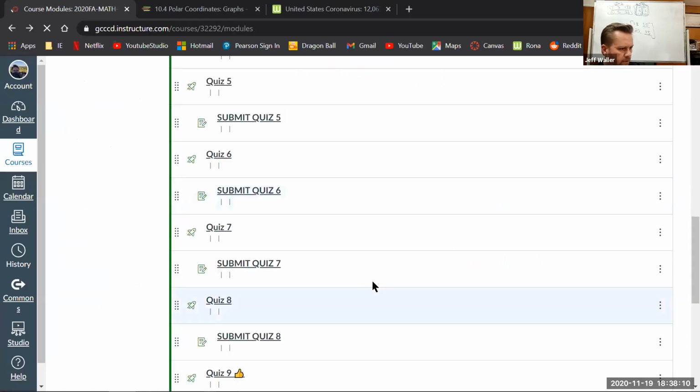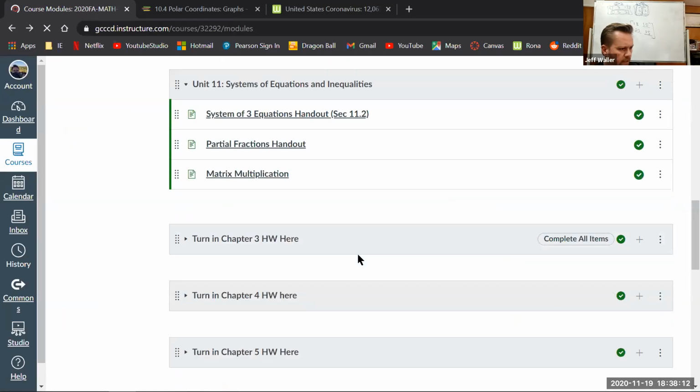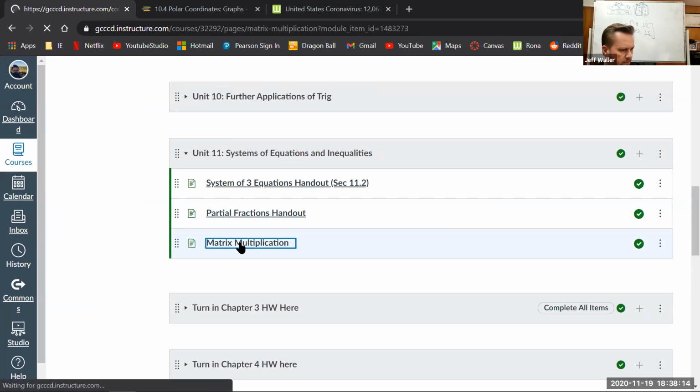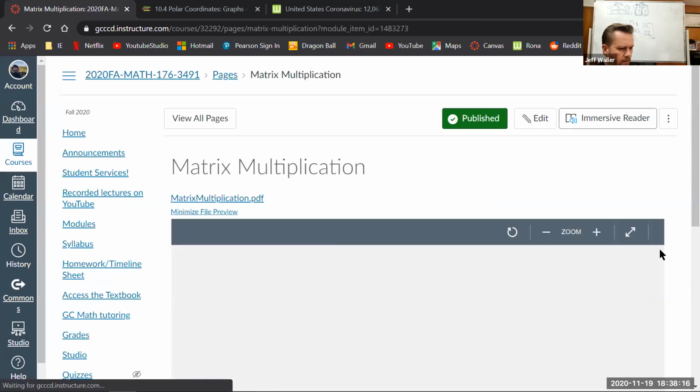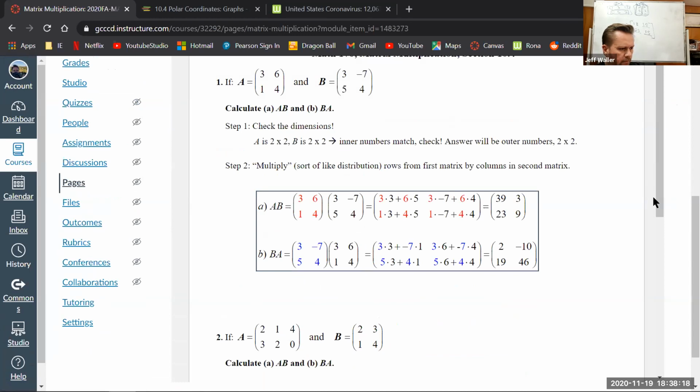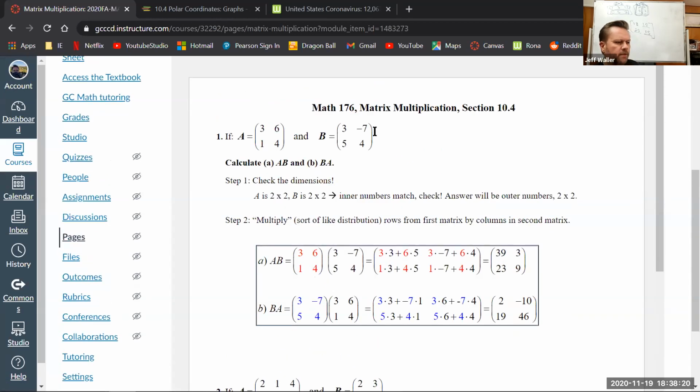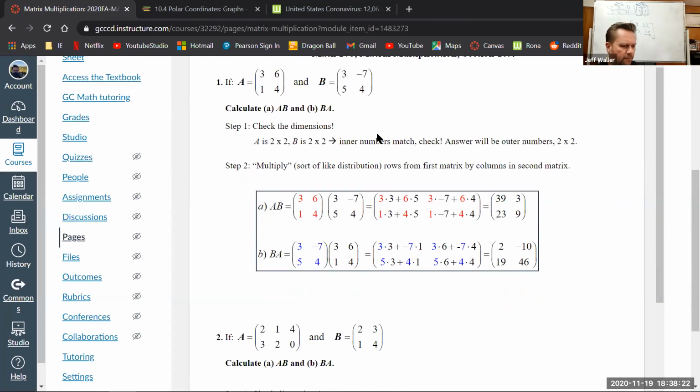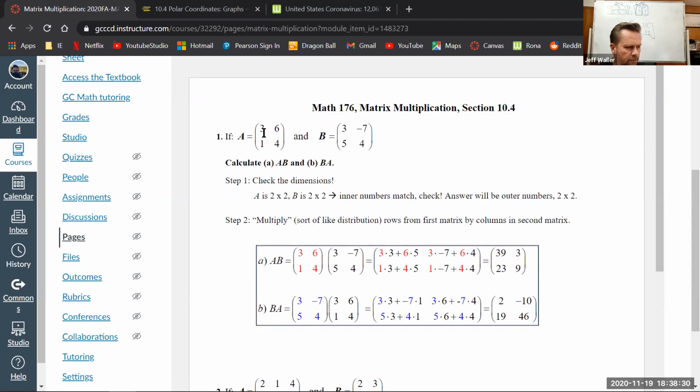So again, there's the partial fractions, and then in the same spot, there's matrix multiplication. And I have a couple of examples. And here's something very interesting that I could have done up there, but too bad I didn't. In fact, watch this. So here I give two matrices, and then I multiply A times B, and I get that answer. And then I multiply B times A, and I get that answer.